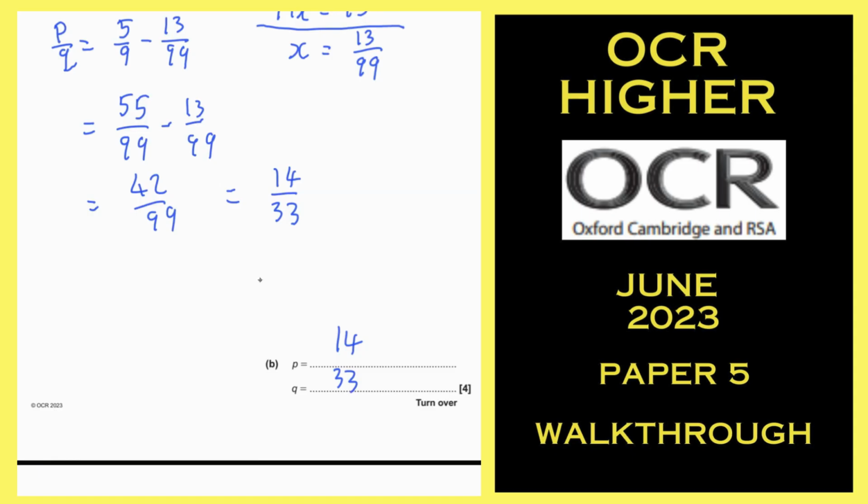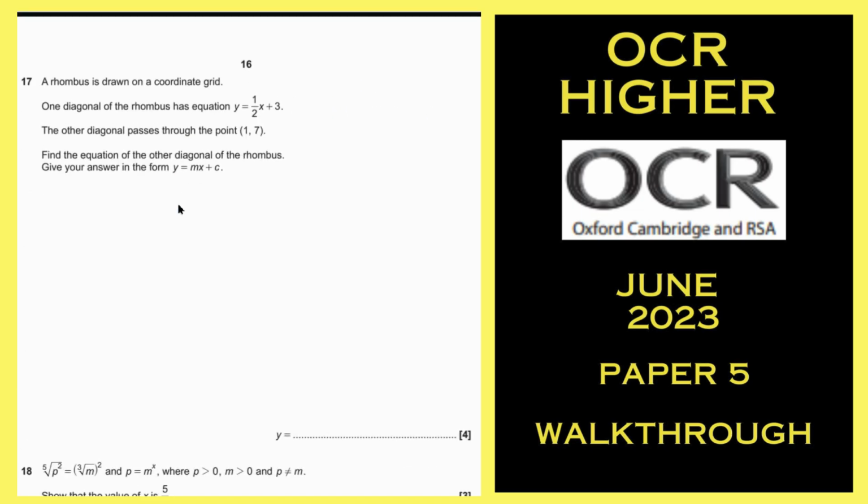1433. As I said earlier, you got 2 marks for getting that bit, 1 mark for rearranging or doing anything good with fractions, and 1 for getting the right answers.